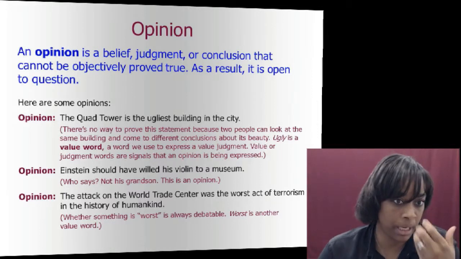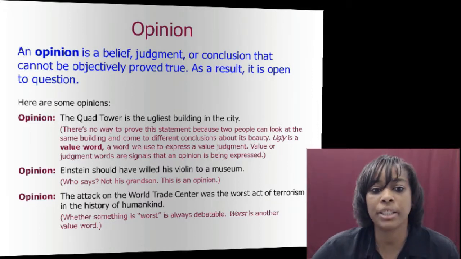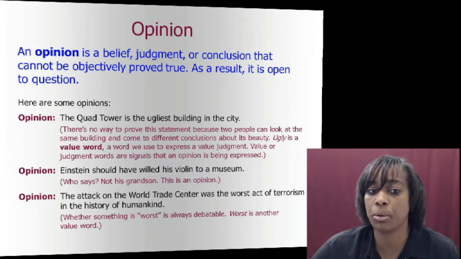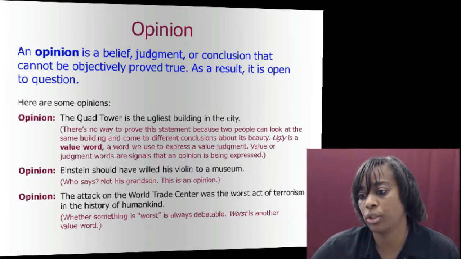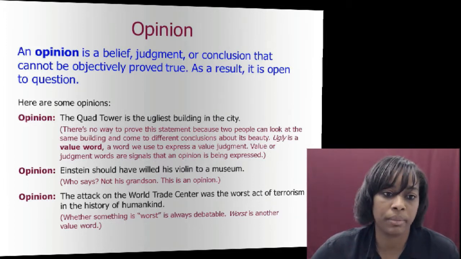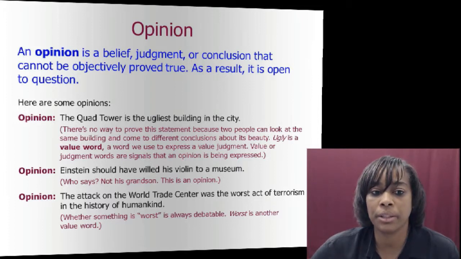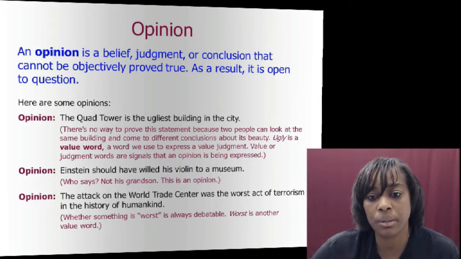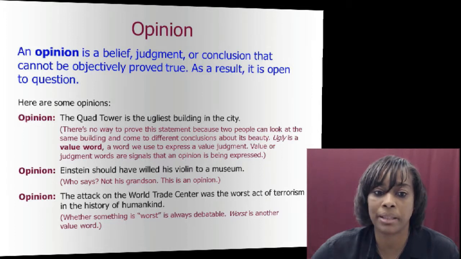Another example is: Einstein should have willed his violin to a museum. Who says he should have willed it? I mean, and not to his grandson. So this is definitely opinion. And the other thing, when I teach this class, is that if they tell you what you should do, what you could do, or what you need to do, that's usually going to be somebody's opinion.